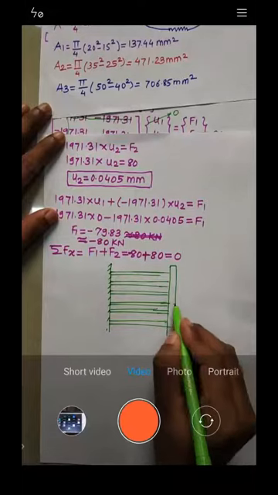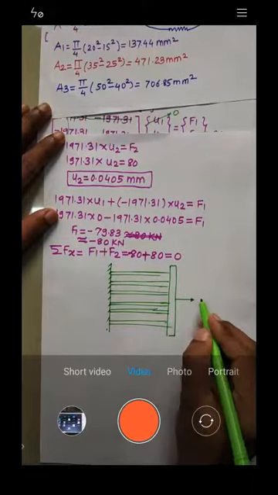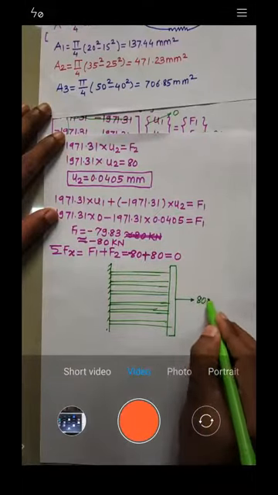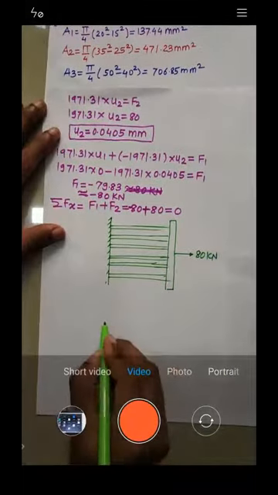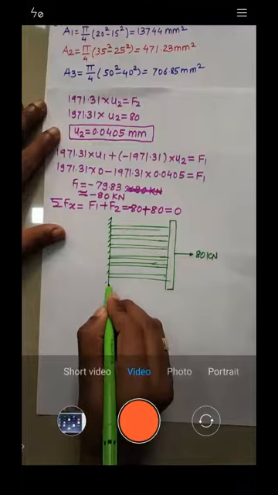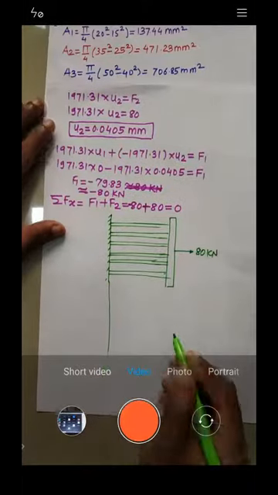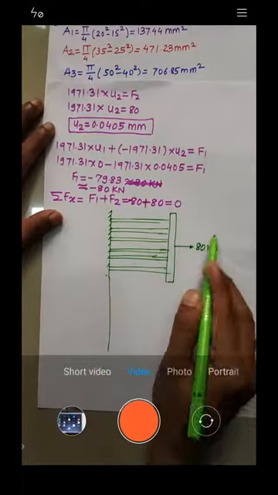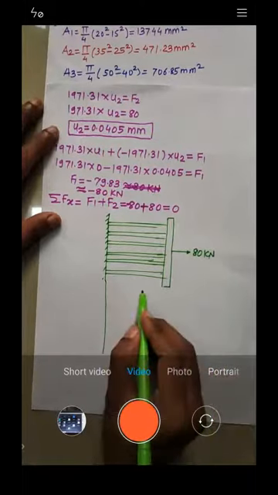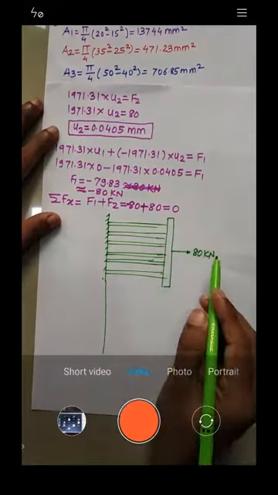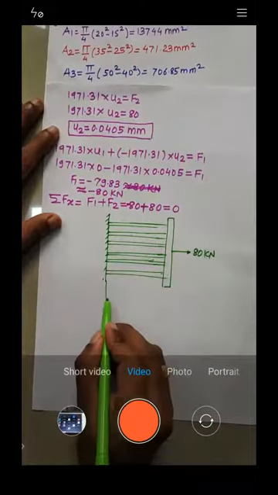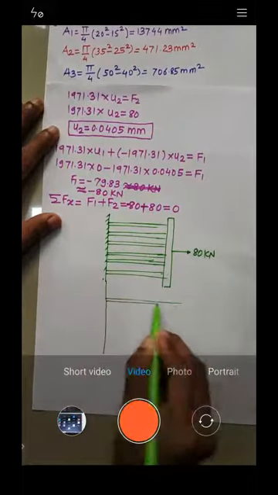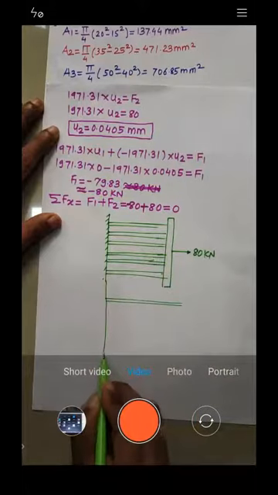Now, when you apply this, let's say 80 kilonewton, which is given, what happens is, see, this is the initial position. But when you apply the 80 kilonewton in x direction, what happens? These rings get elongated. So it is going to occupy this new position.